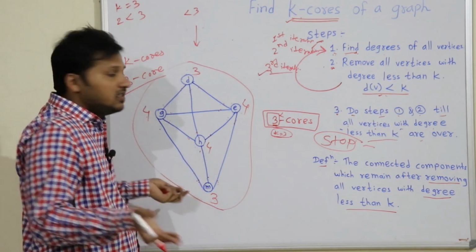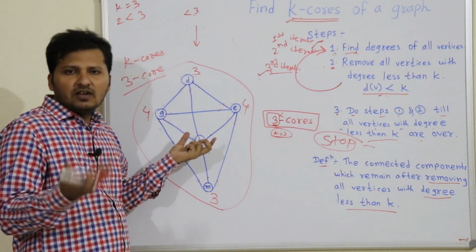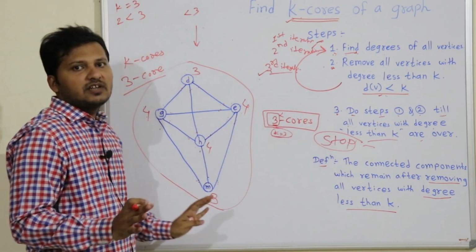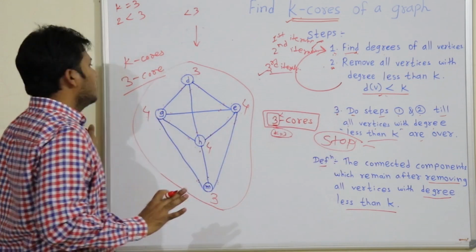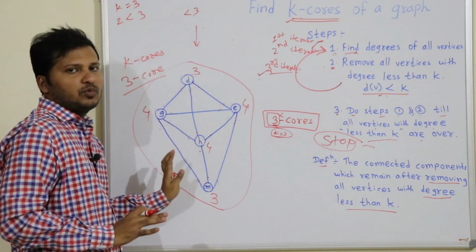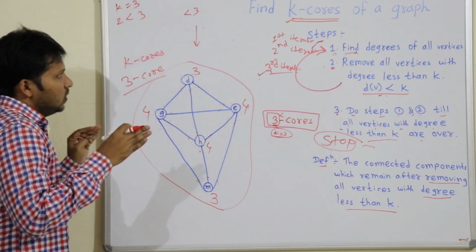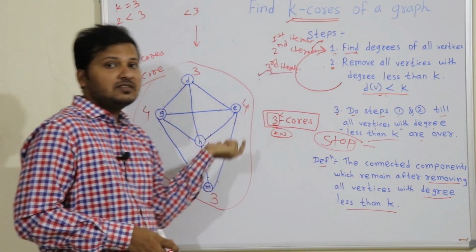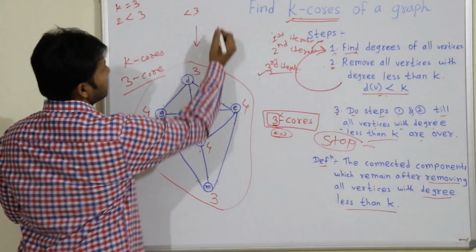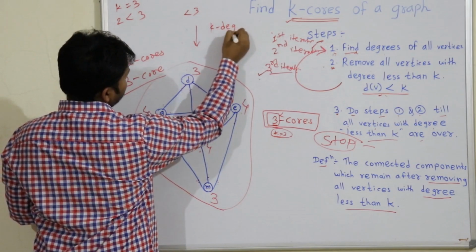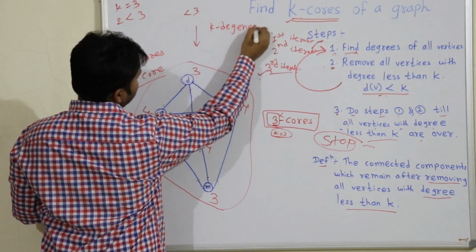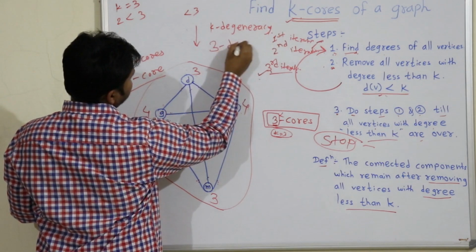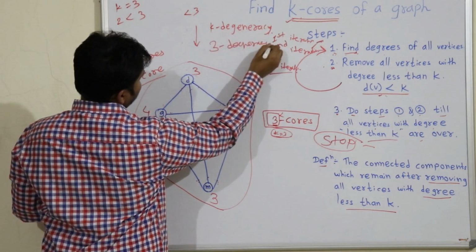In some other cases there can be more than one component in the graph which remains after removing all the vertices with degree less than k. In our case there is only one component remaining. So in this way you have found the k-cores of the graph. This is also called the k-degeneracy, that is 3-degeneracy in this case.